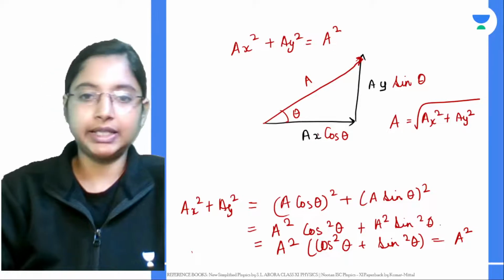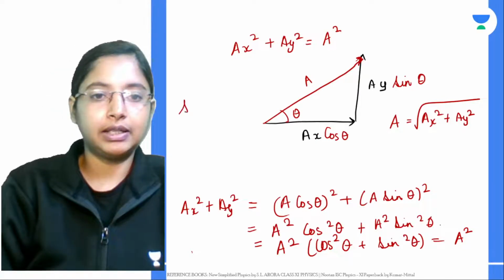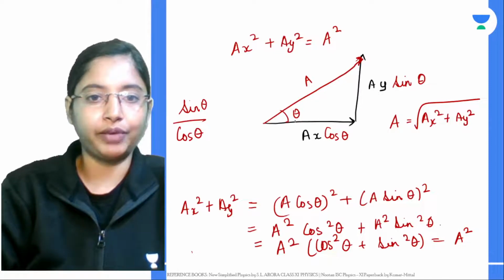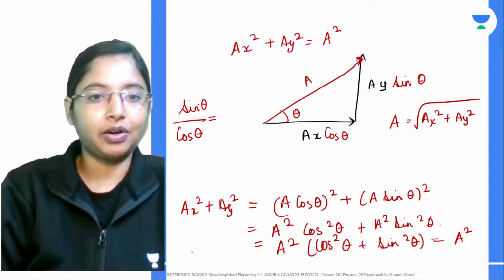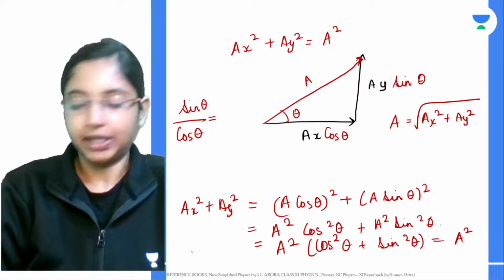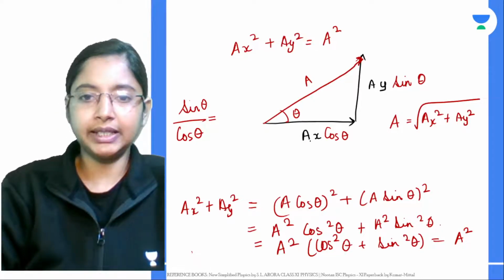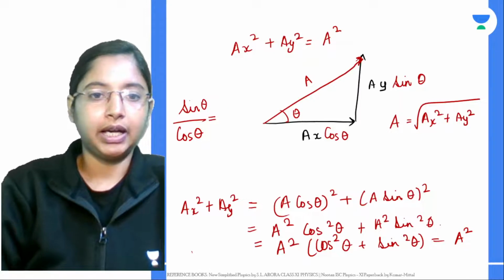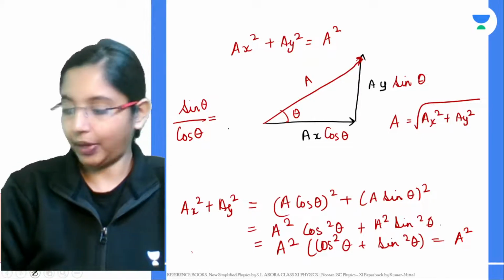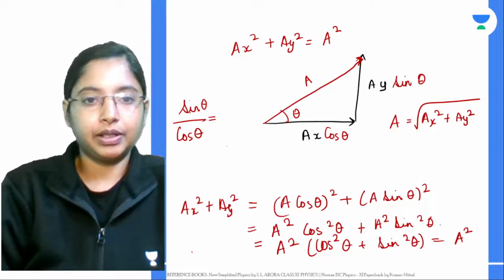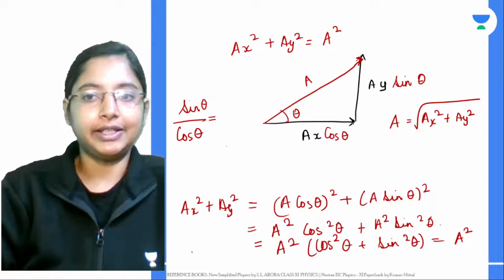So from here we can say, if you divide these two vectors, sin by cos is basically giving you tan, right? In this case you will get Ay by Ax. That is what, that's all you're doing. All you're doing is dividing these two values.